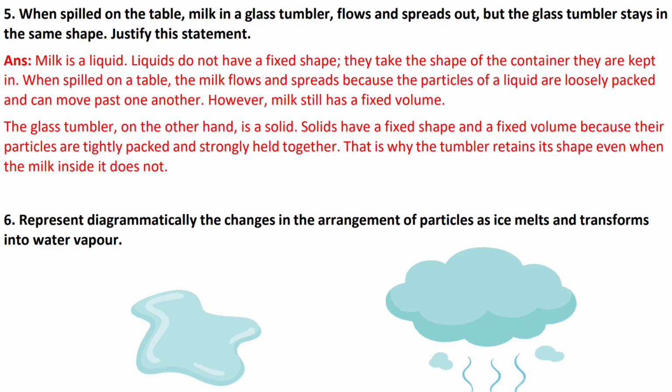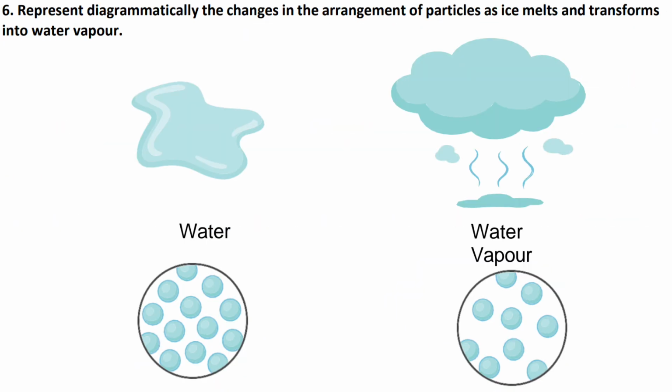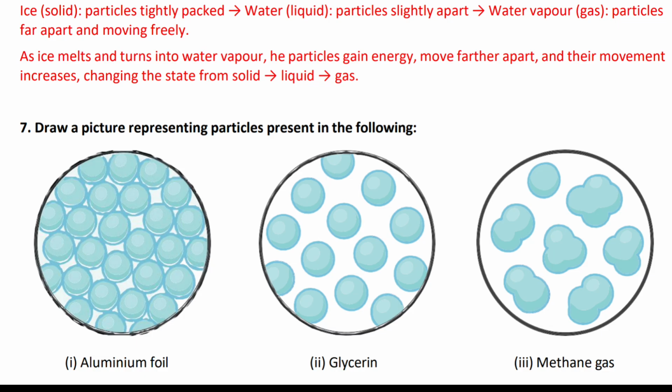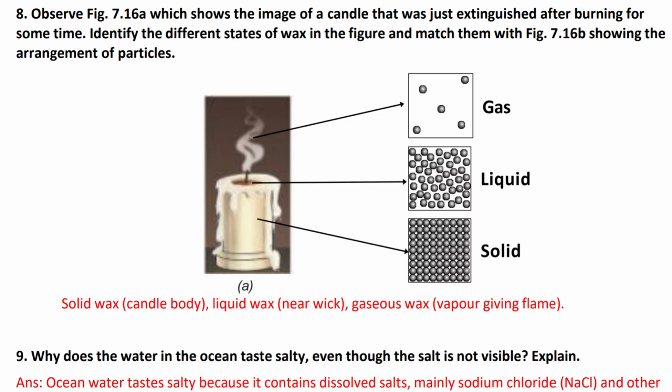Answer. This is the figure. Ice, solid: particles tightly packed. Water, liquid: particles slightly apart. Water vapor, gas: particles far apart and moving freely. As ice melts and turns into water vapor, the particles gain energy, move farther apart, and their movement increases, changing the state from solid to liquid to gas. Question number 7. Draw a picture representing particles present in the following. 1. Aluminium foil. 2. Glycerin. 3. Methane gas.